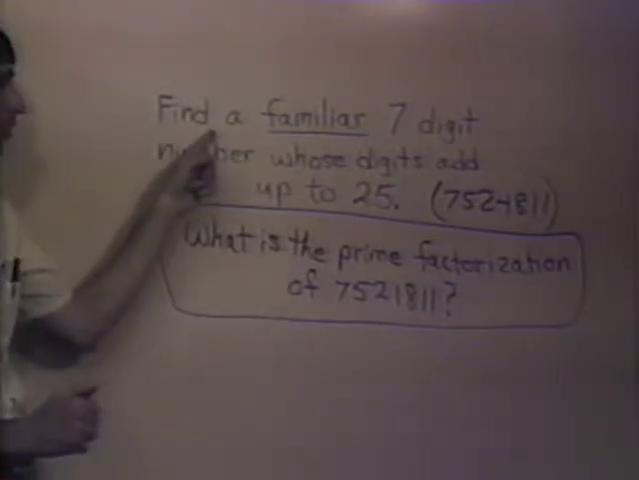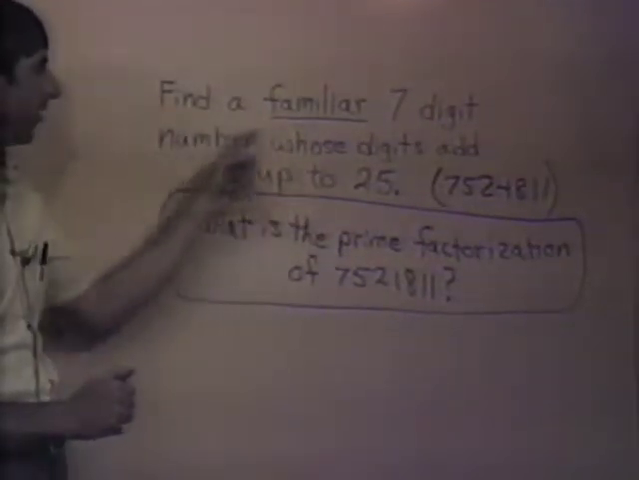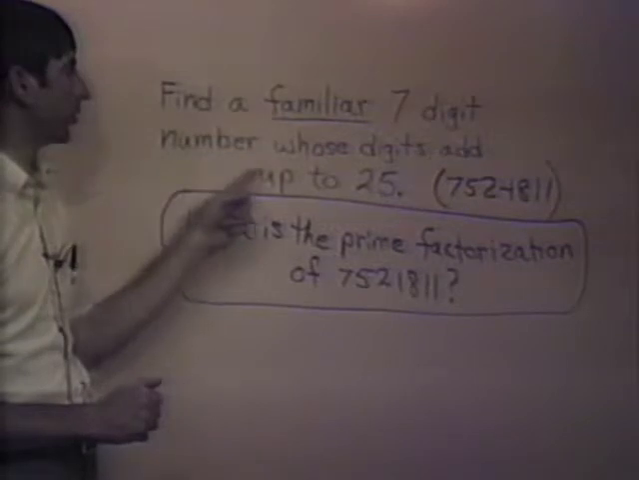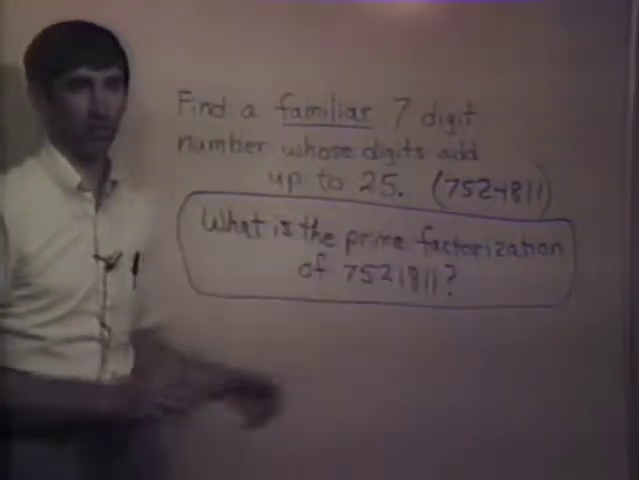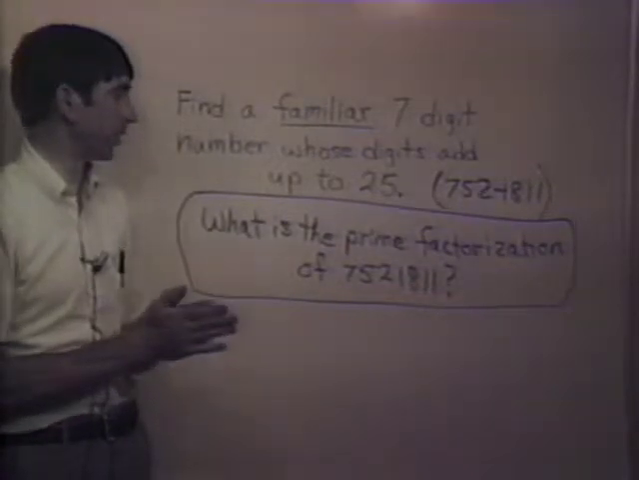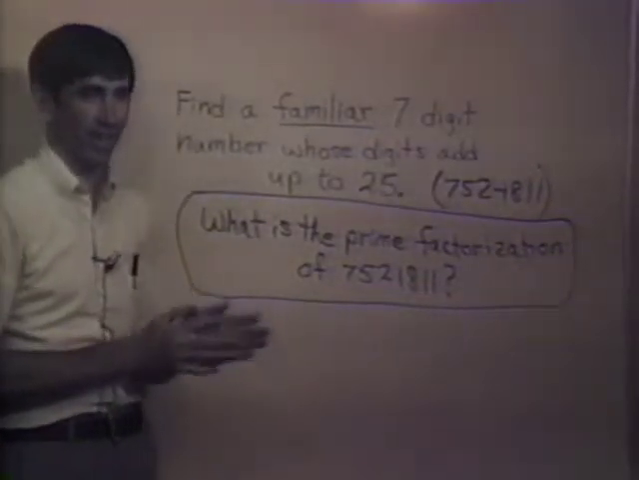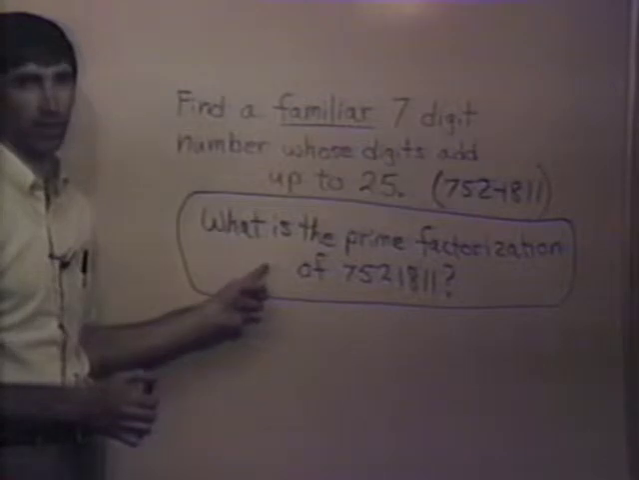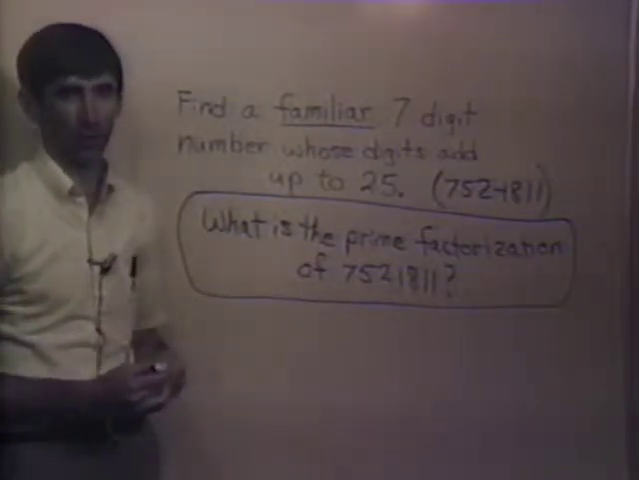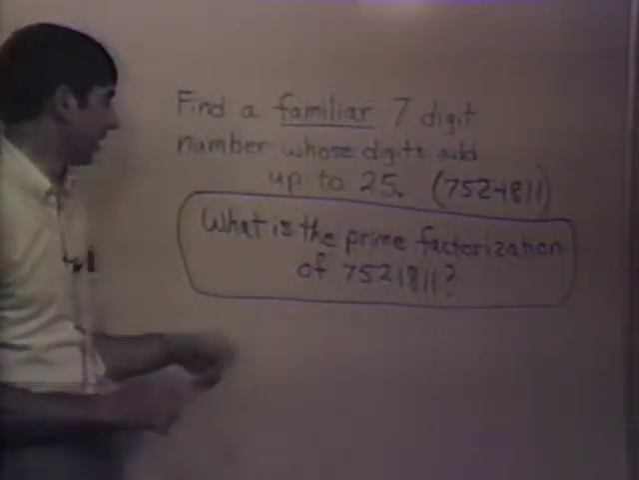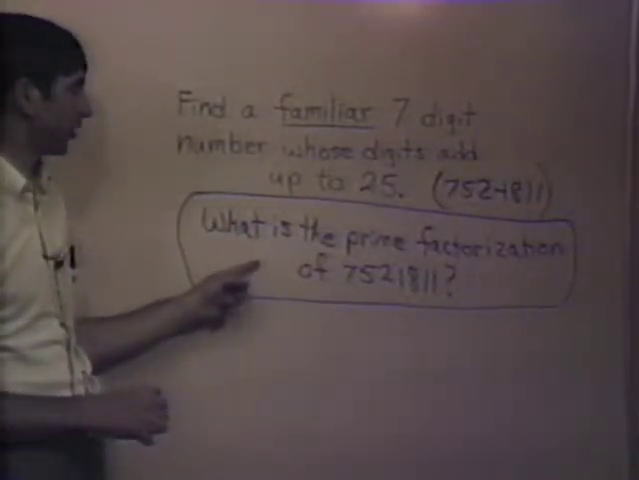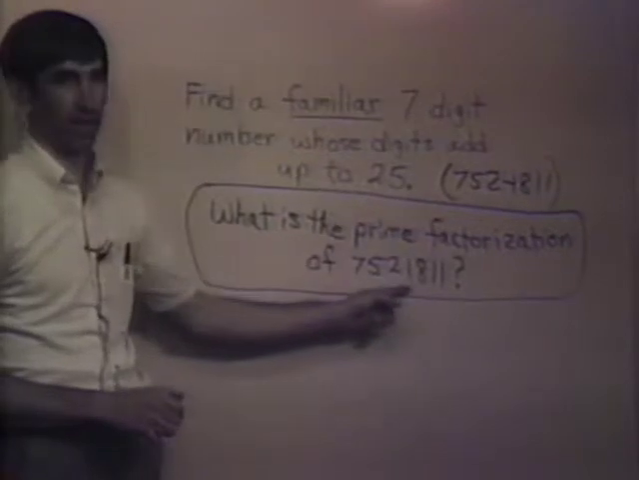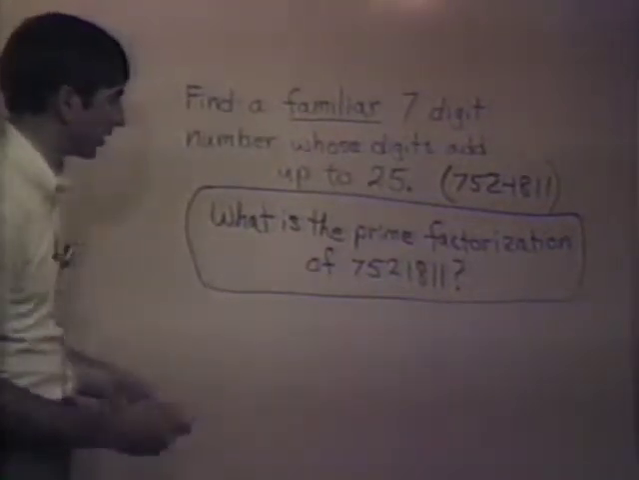This was yesterday's brain teaser problem. It said to find a familiar 7-digit number whose digits add up to 25. And of course, the number was our phone number, 7521811. Now, we're going to start out with a brain teaser question tonight, maybe as a little bonus to those of you who watched from the beginning. So let's start out with the brain teaser being this. What is the prime factorization of 7521811? So we're taking this number.